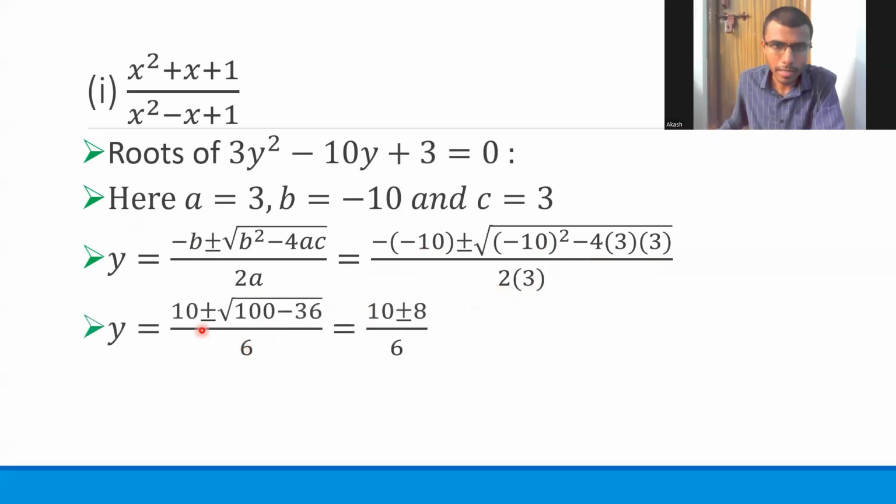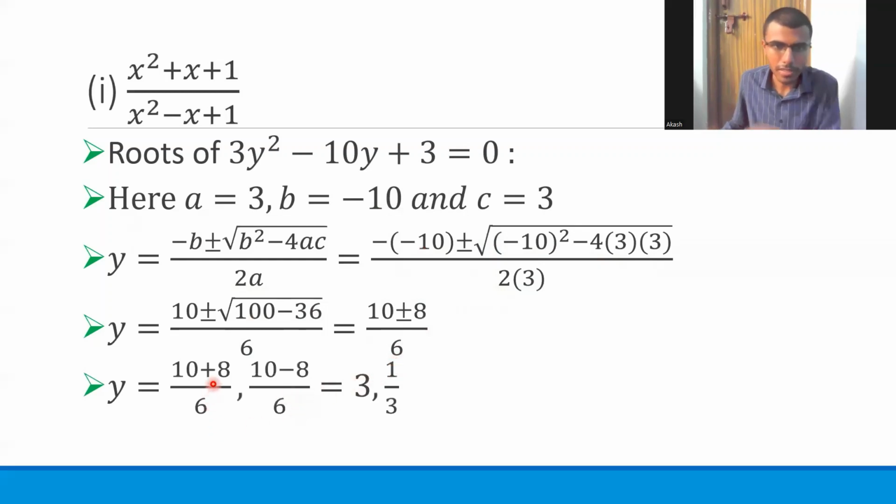And y would be nothing but 10 plus or minus under root 100 minus 36. 100 minus 36 is 64, and root 64 is 8. So y is 10 plus or minus 8 by 6. So y is 10 plus 8 by 6, comma, 10 minus 8 by 6. 10 plus 8 is 18, 18 by 6 is 3. And 10 minus 8 is 2, 2 by 6 is 1 by 3. So y is 3 or 1 by 3. Now till here we got this.